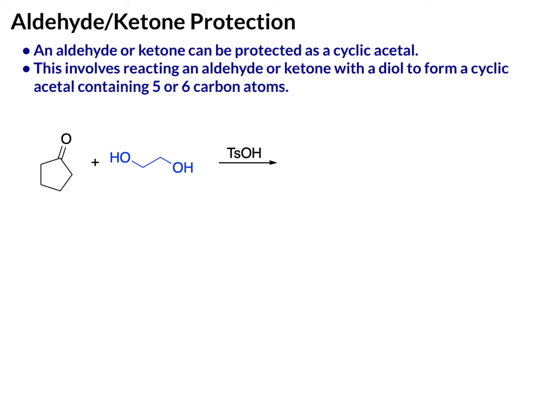One common utility of acetals is using a cyclic acetal as an aldehyde or ketone protecting group. So for example, if I take any ketone, this one happens to be a cyclic ketone, but any ketone, and react it with a diol in the presence of an acid. This particular acid is para-toluene sulfonic acid. It looks like this, but primarily just know that it's an acid.